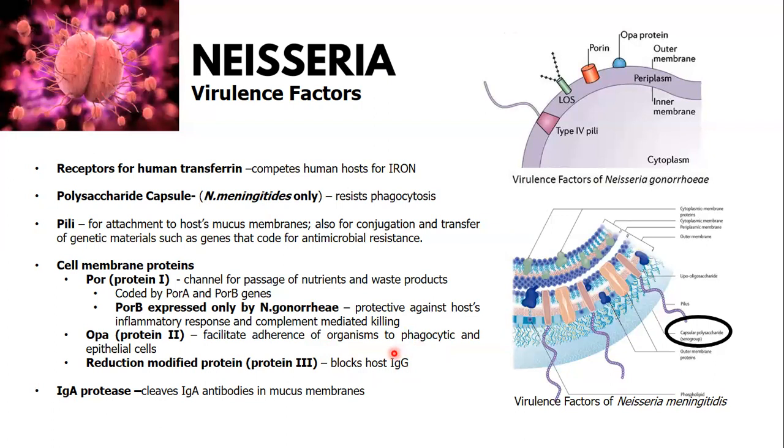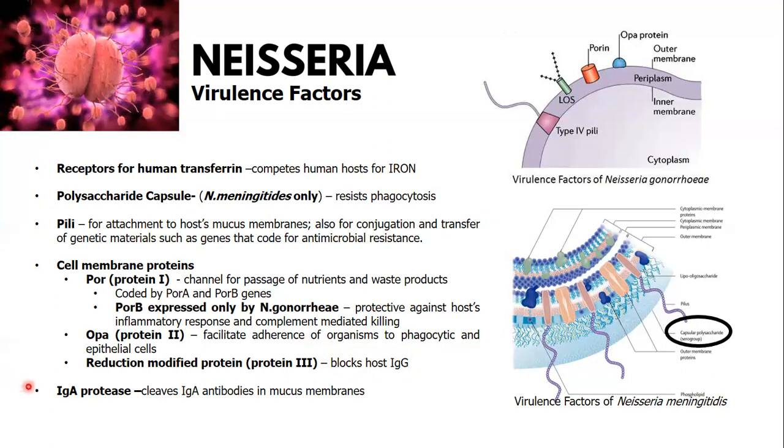As discussed in immunology, IgG antibodies play a vital role in opsonized phagocytosis, and the ability of the protein 3 of these two pathogenic Neisseria to block host IgG makes them also able to resist phagocytosis mediated by IgG opsonins.